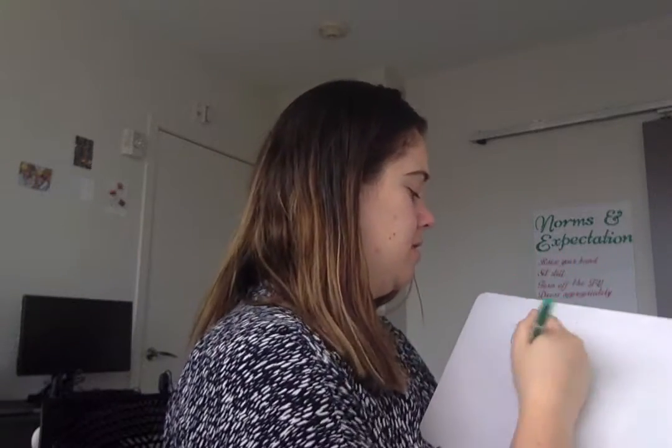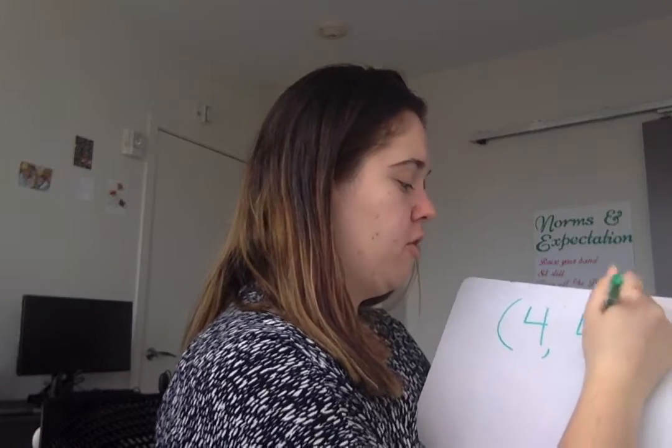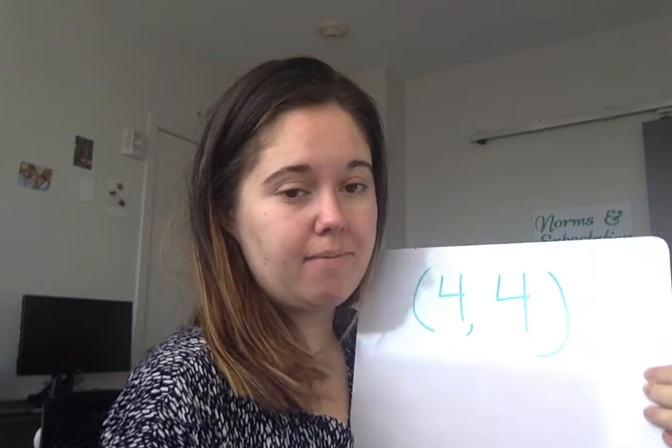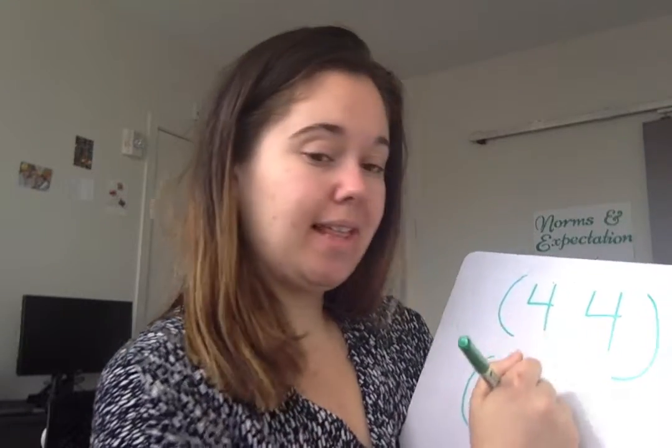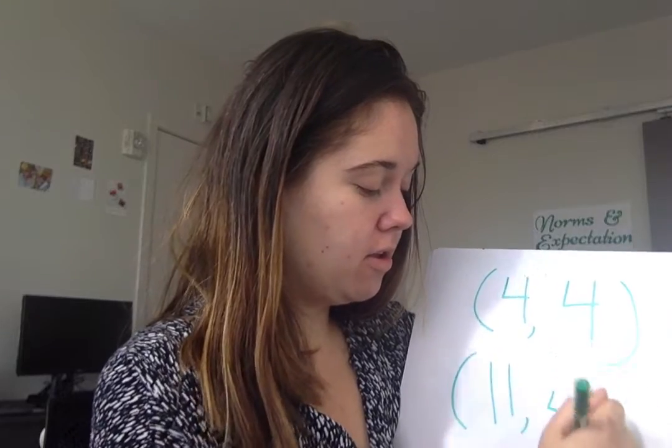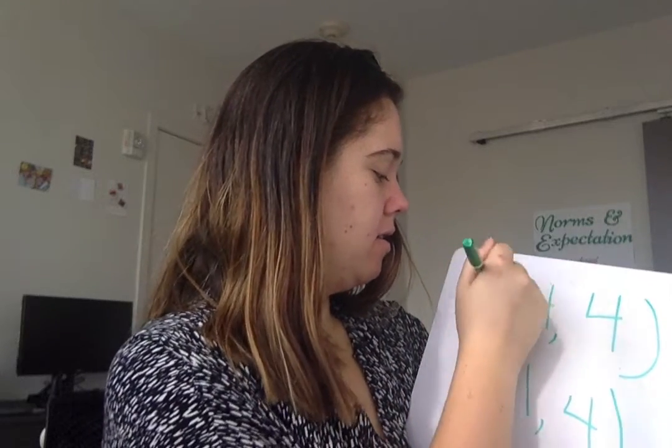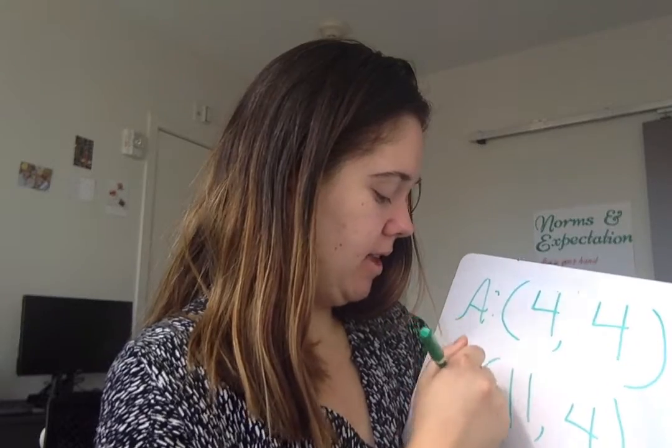Coordinates. When I look at the coordinates of A, I see it's 4 over and 4 up. Great. 4, 4. Remember the X before the Y. So then I look at B. B is 11 over and 4 up. So 11 is our X because it's the x-axis number. So 11, 4 would be B. So A like this, B like this. Okay?